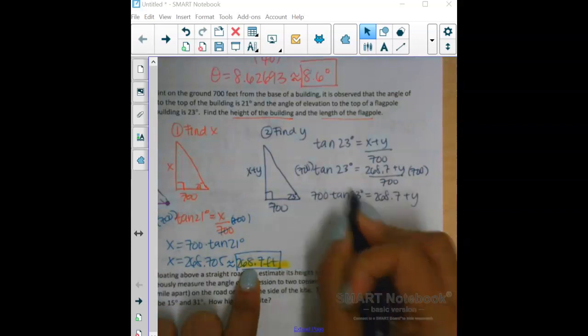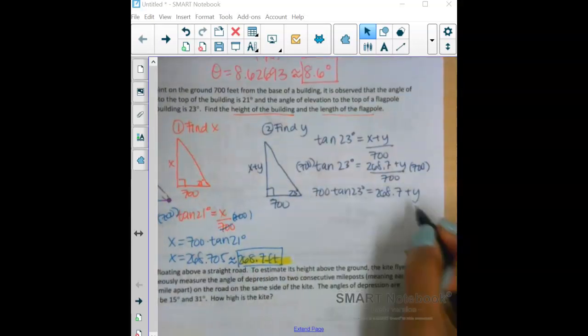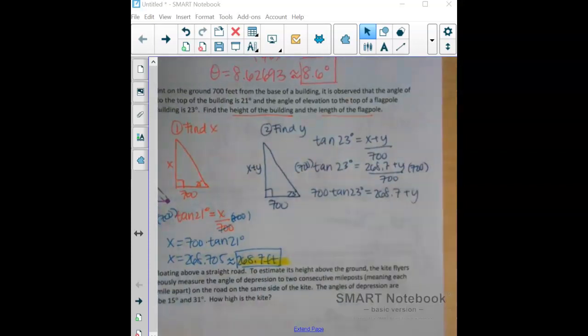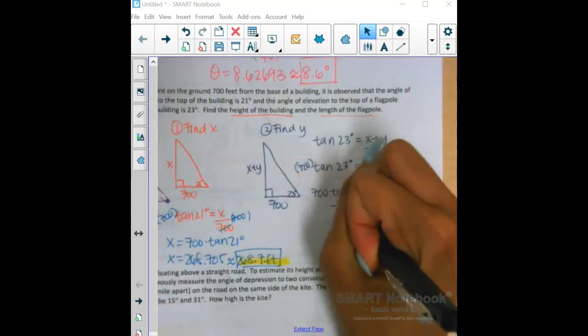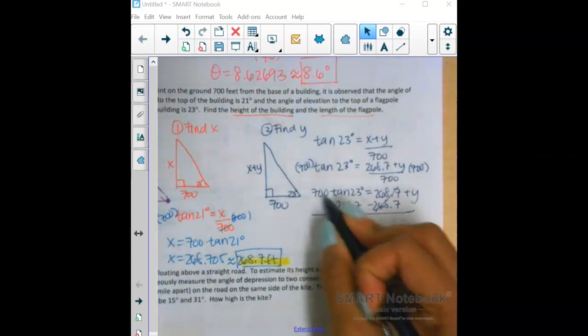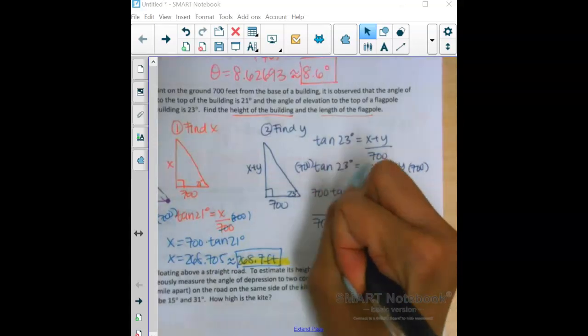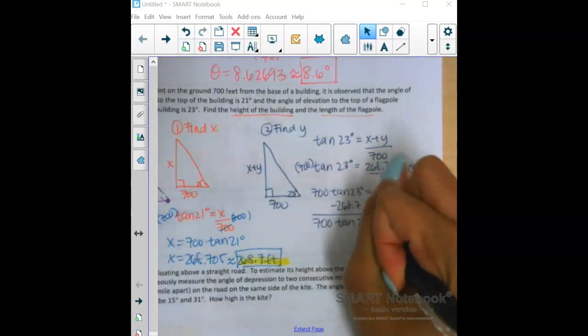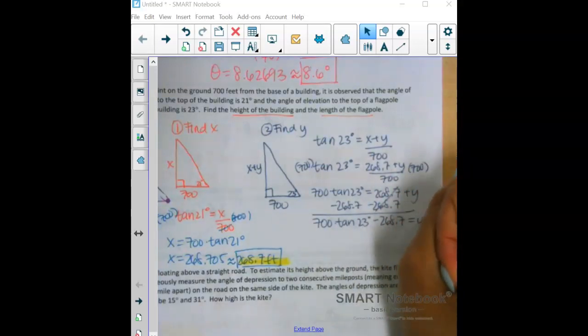And I could go ahead and compute this, but then I'm just going to get a whole crazy long decimal. Let me just keep it as is and isolate y. How would I move the 268 to the other side of your equation? Subtract. Since this tangent is here, guys, don't just start subtracting the 700 and 268. We're going to write it out as 700 times tangent of 23 degrees minus 268.7 is going to equal your y.